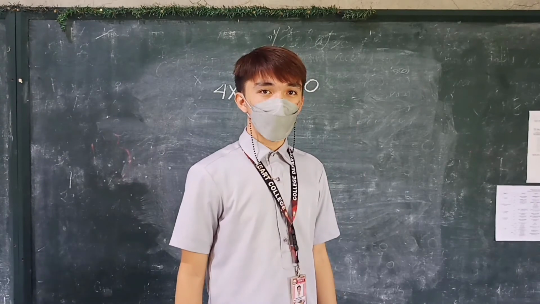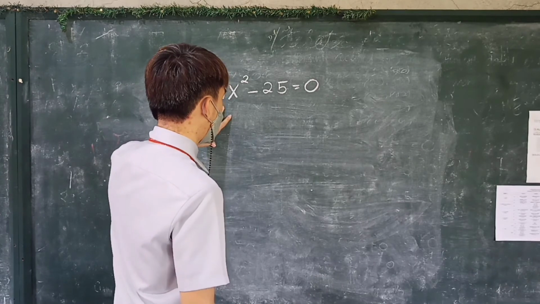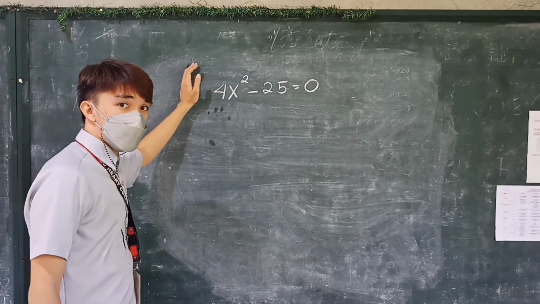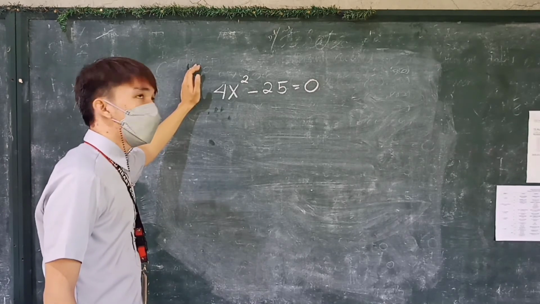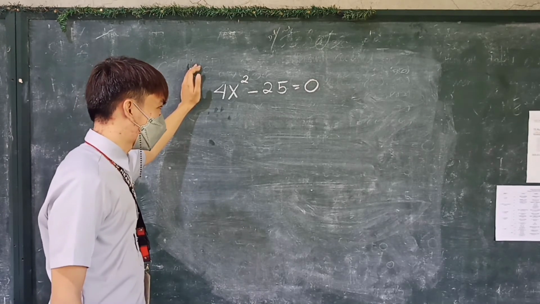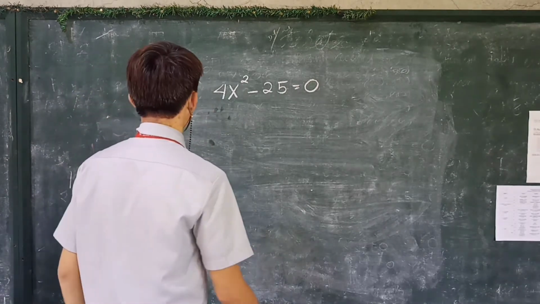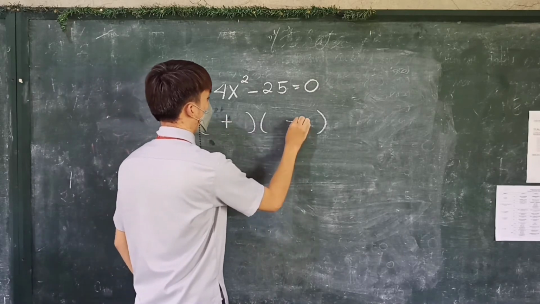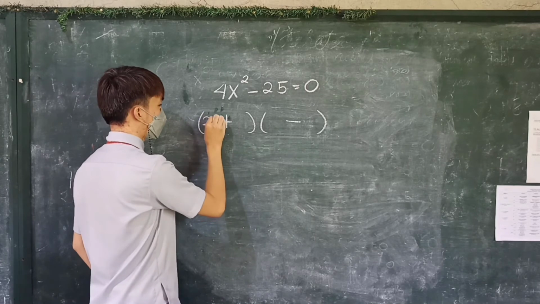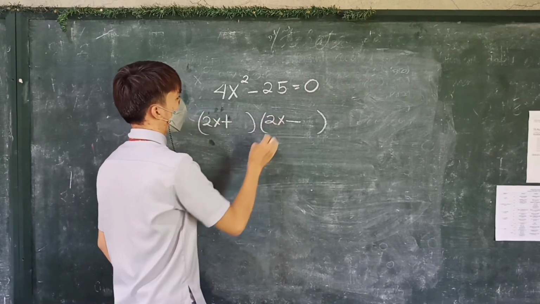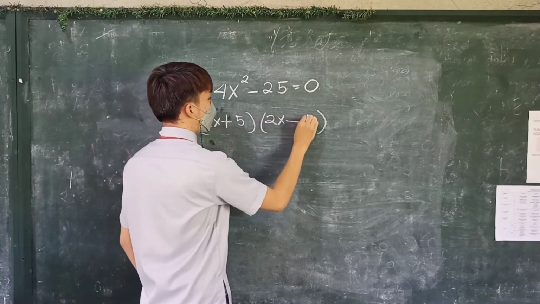For our last example, 4x squared minus 25 equals 0. So it is really obvious that it is the difference of two squares. Both the first term and the second term are perfect squares. The square root of 4x squared is 2x. So write 2x here and also 2x here. The square root of 25 is 5. So we have 5 and then 5.